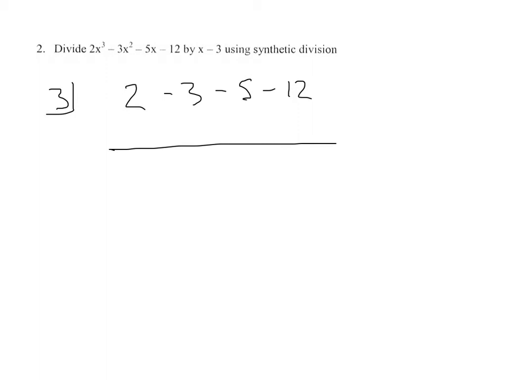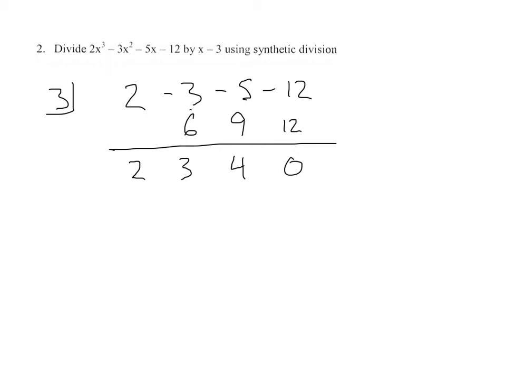And hopefully you did that. I'm just going to quickly walk you through what would happen here. We said drop the first number, so drop the 2, multiply it by that number in the box, so 2 times 3 is 6. Okay, we get a 6. Add those together, so we get a 3. Multiply by the number that is in the box there, so 3 times 3 is 9. If we add those together, negative 5 and 9, we get 4. 3 times 4 is 12. Add that to the negative 12, we get 0.